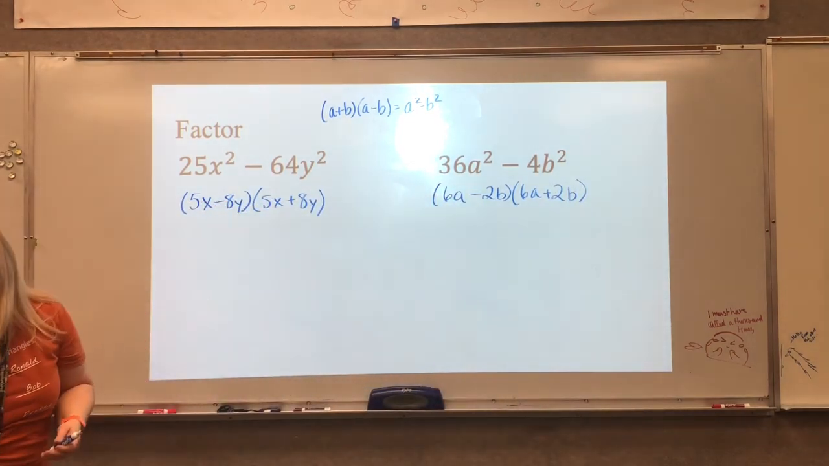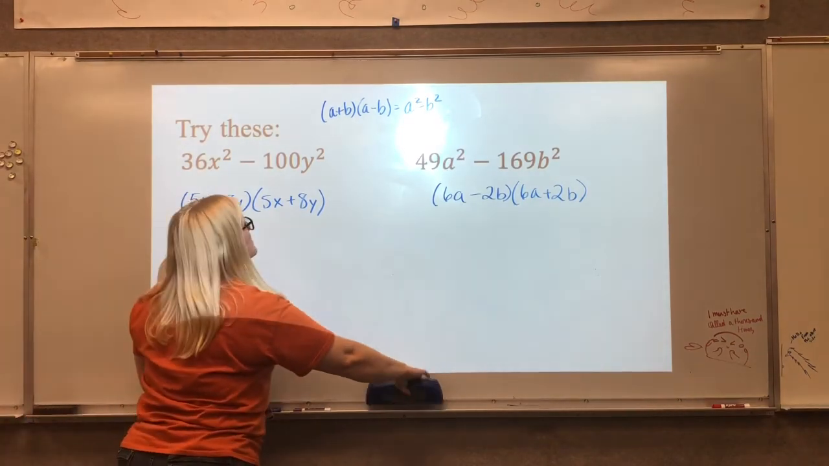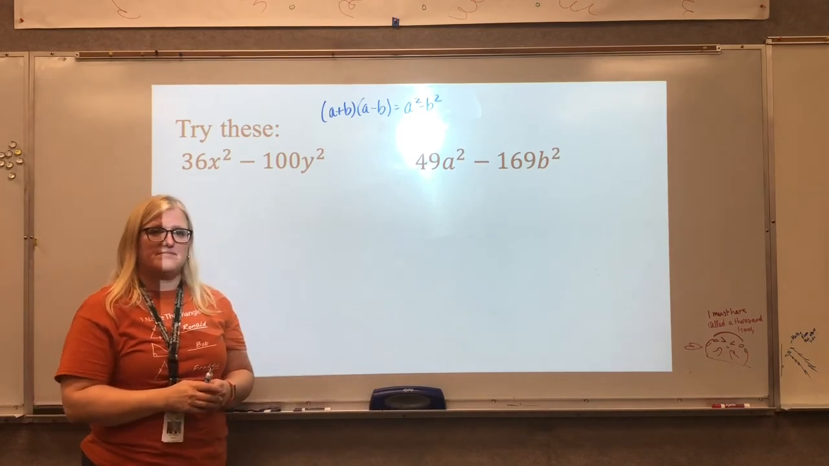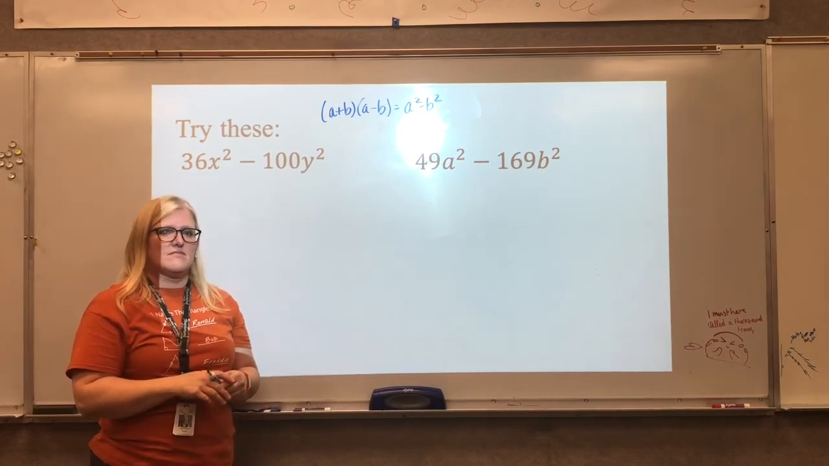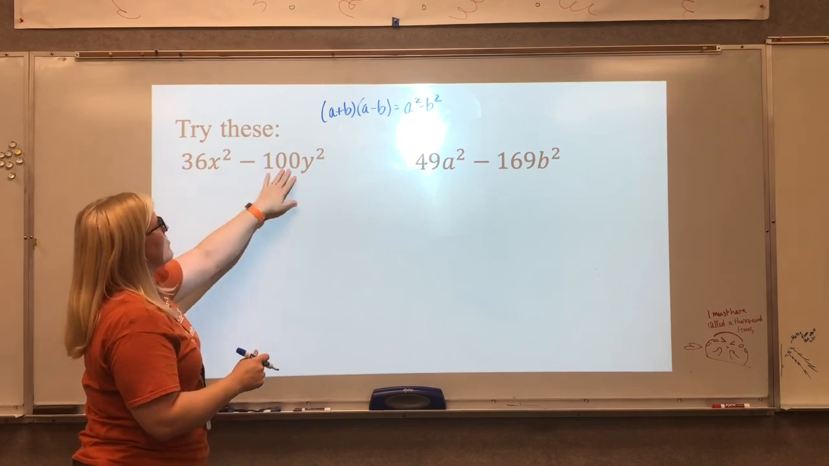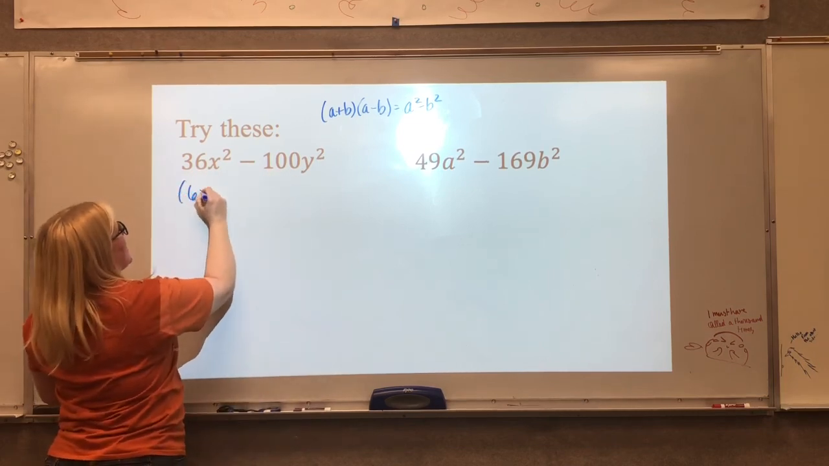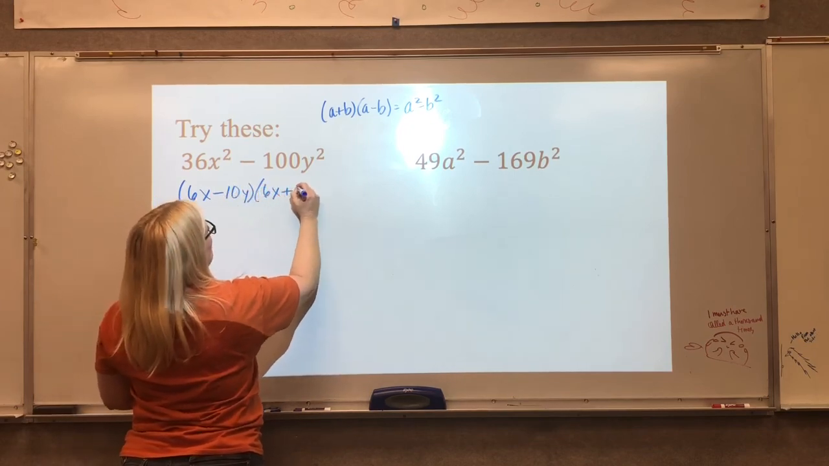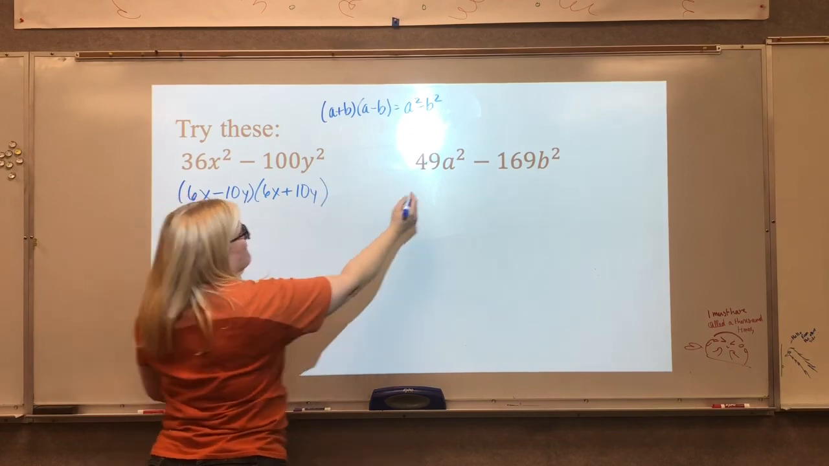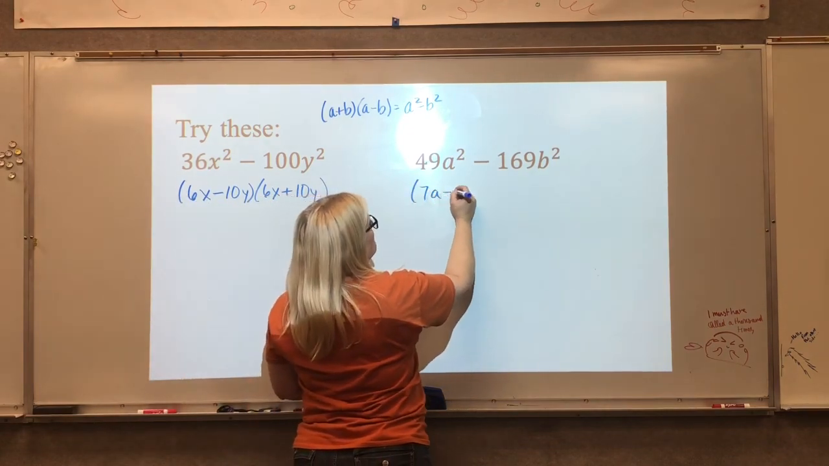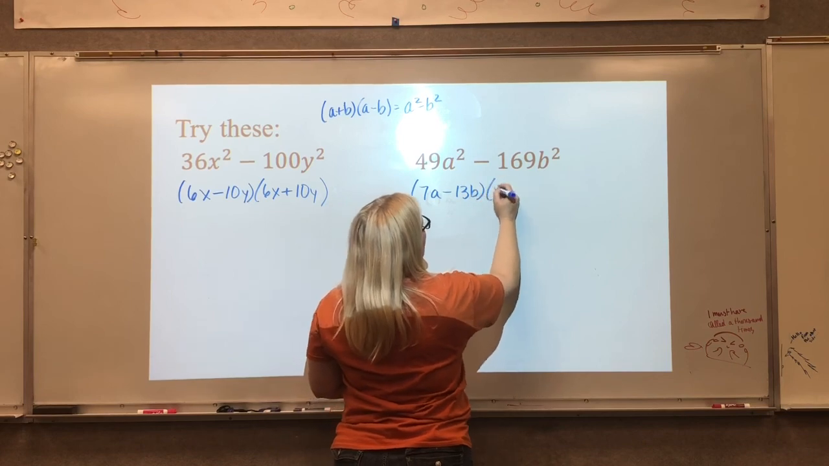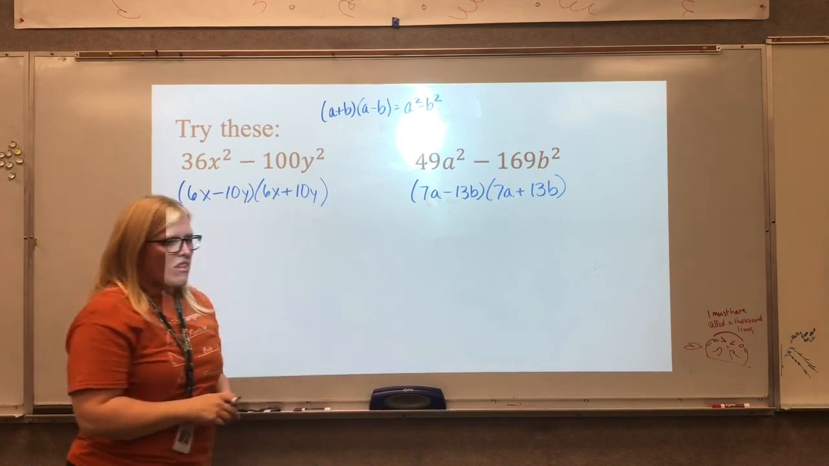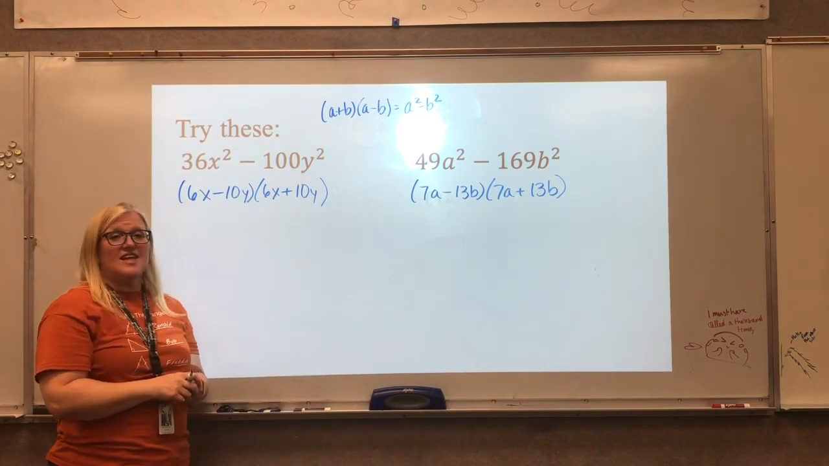All right, last two for this one. So I want you guys to go ahead and try these. Okay, so again, perfect square, perfect square. So this is 6x minus 10y times 6x plus 10y. This one is 7a minus 13b times 7a plus 13b. All right, we will go on in the next video.